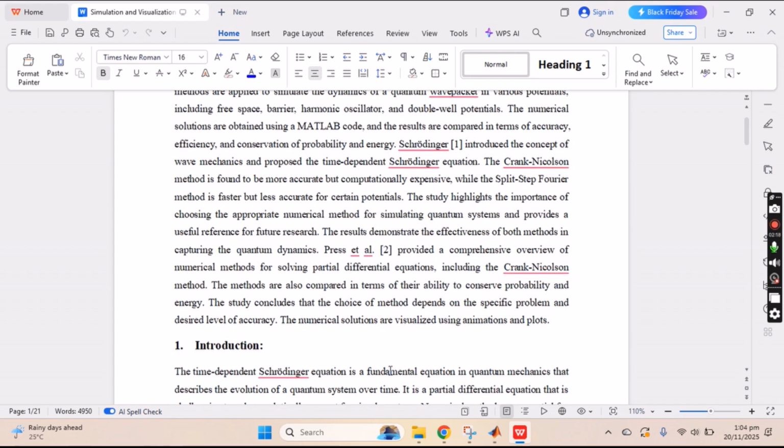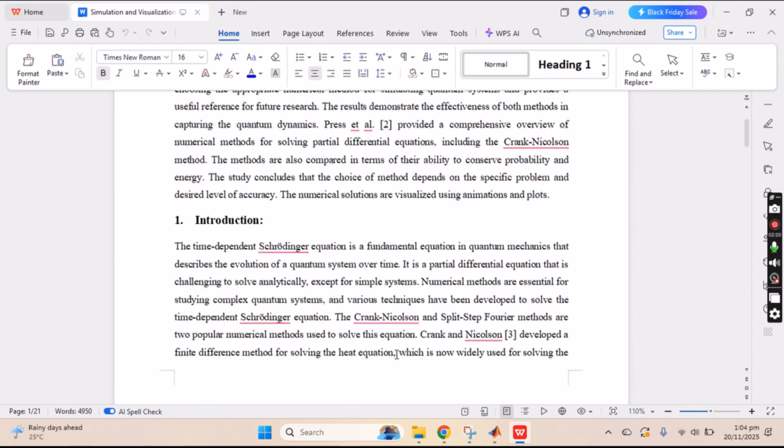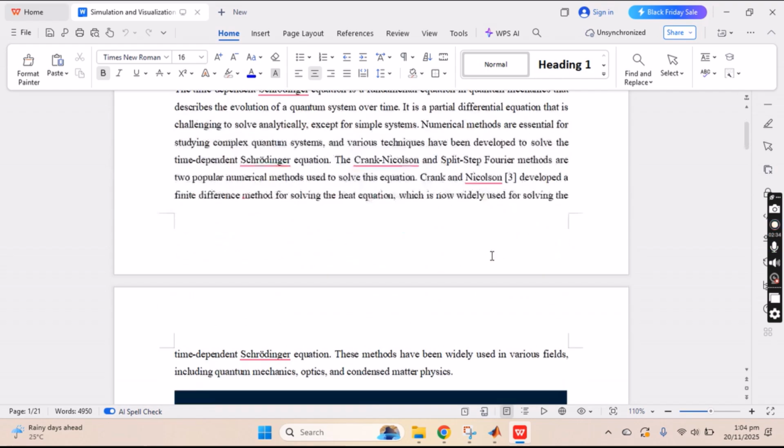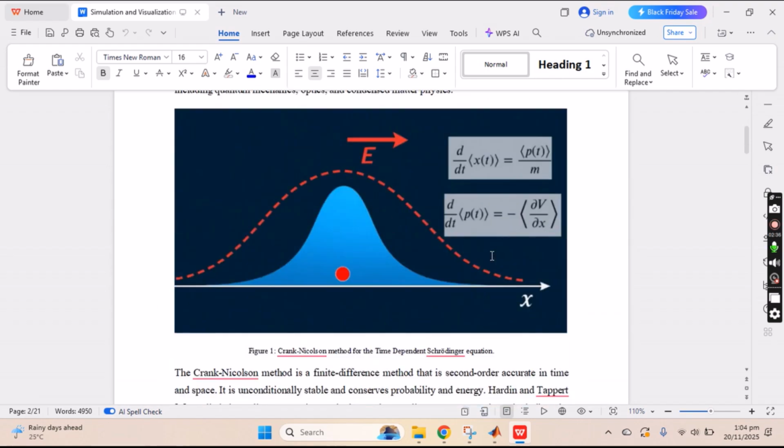Here is the abstract I have just written, and the introduction, where we use the Schrödinger equation, fundamental to quantum mechanics, which describes the evolution of a quantum system over time. Here is the Crank-Nicolson method for the time-dependent Schrödinger equation. These are the equations used.